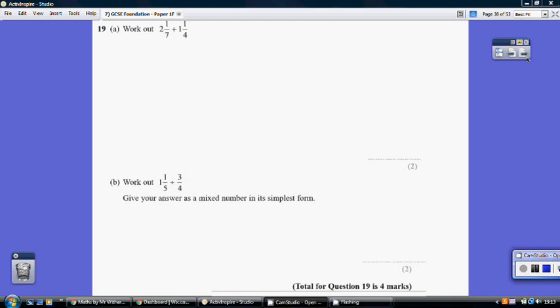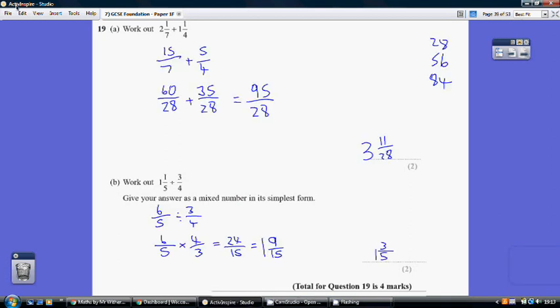Question 19. Now we always start off with turning a mixed number into a top-heavy number. So 2 1/7 is 15 over 7. And 1 1/4 is 5 over 4. Now when we're either adding or subtracting fractions, we need to have a common denominator. We need to have the same number on the bottom. Now 7 and 4 both go into 28, so let's make this common denominator 28.